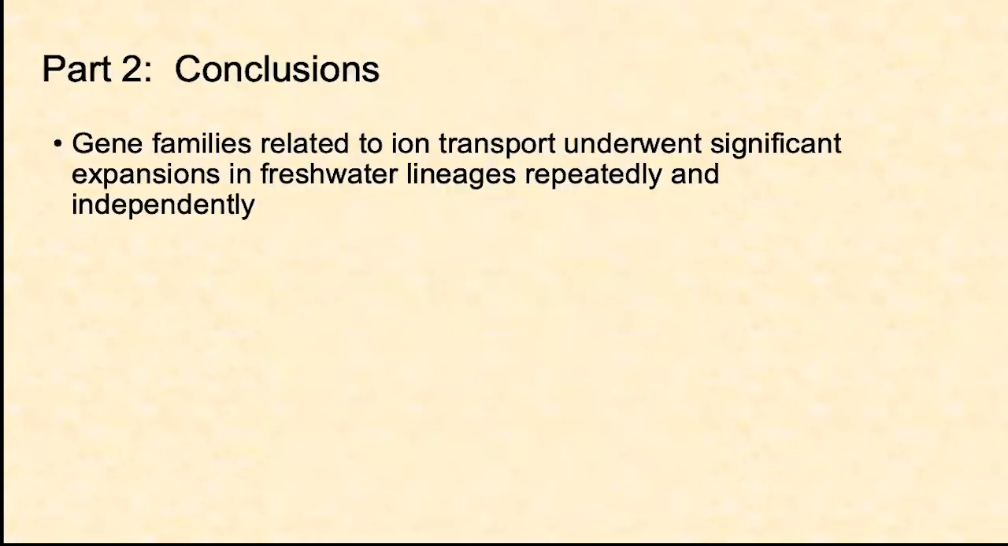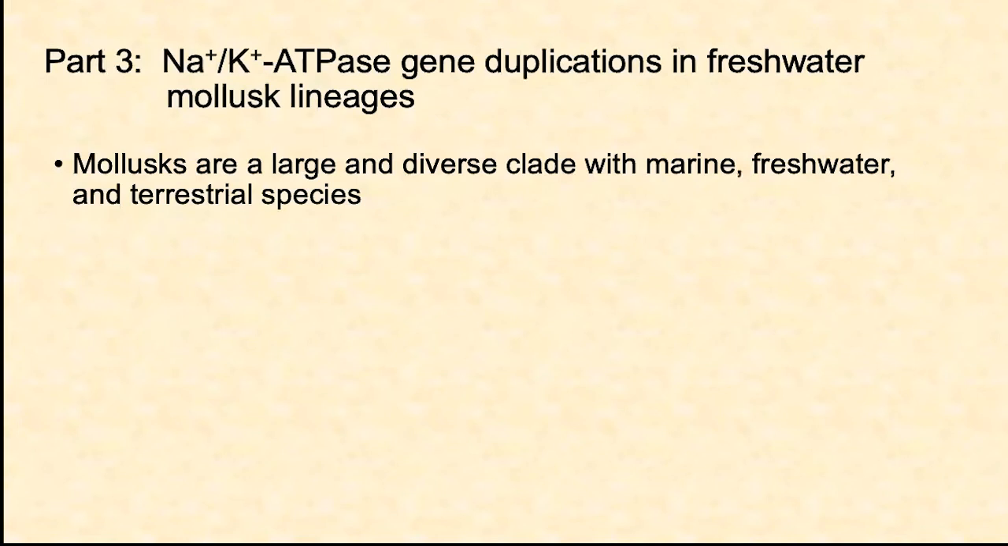So part 2, conclusions. Gene families related to ion transport underwent significant expansions in freshwater lineages, independently and repeatedly in freshwater lineages. So for part 3, I decided to really zero in on the sodium potassium pump, but really because I wanted to ask a specific question.